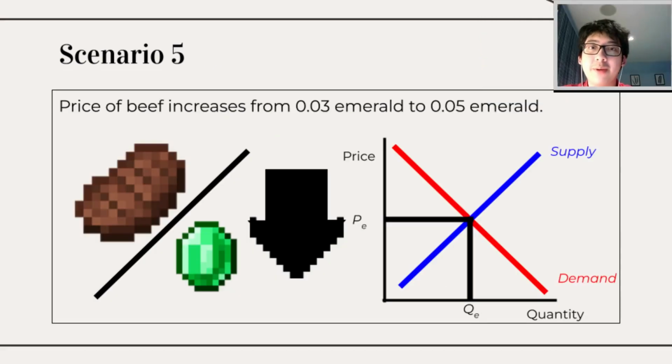Alright, for our next scenario, we're going to look at what happens to the demand and supply curves when the price of the beef changes. So in this case, the price of the beef increases from 0.03 emerald to 0.05. How would this change the supply and demand curves? Pause the video to give it a try yourself.